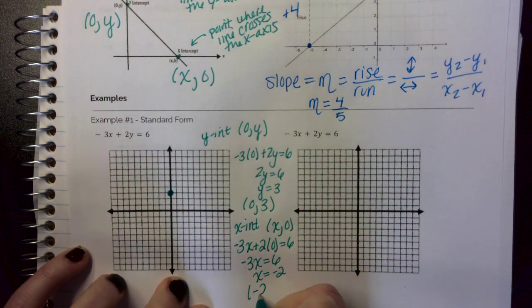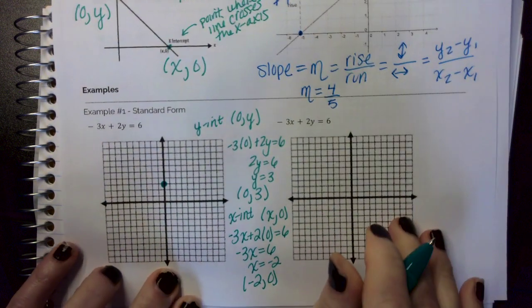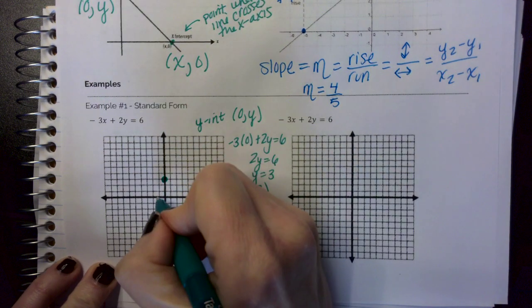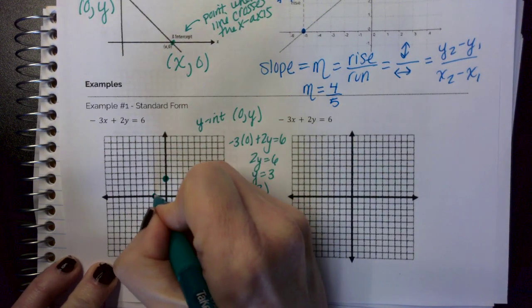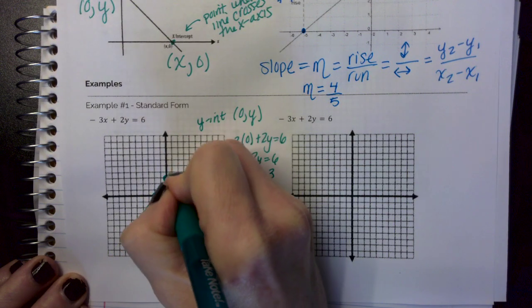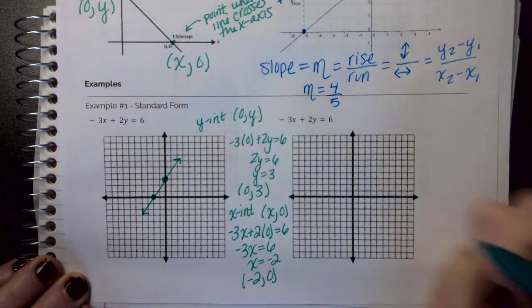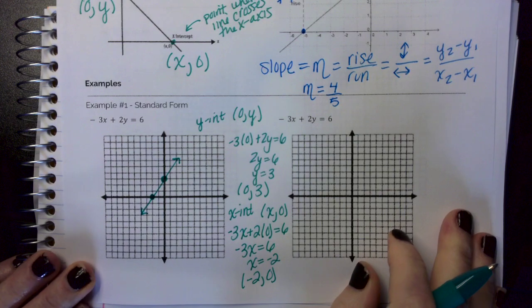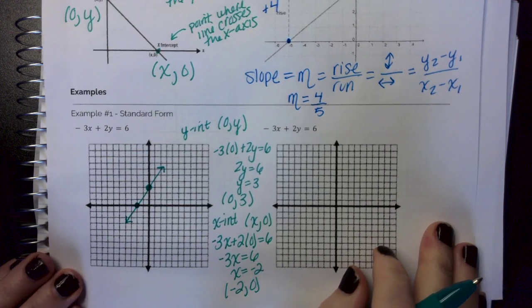I'll write this as an official point: (-2, 0). We have 2 points, so we can connect them. Draw arrows at both ends because the line goes on forever. And so that's one way to graph it.